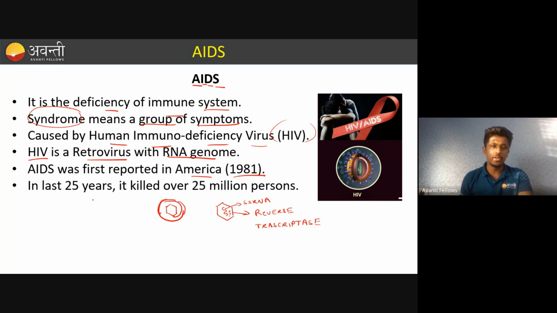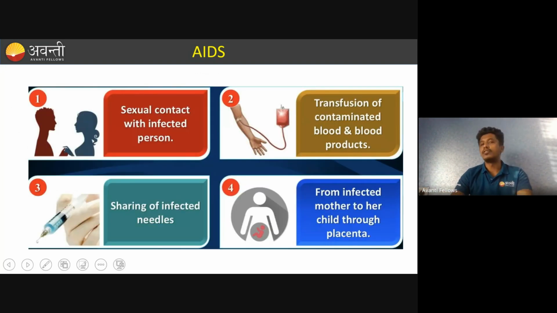In 25 years, it has killed over 25 million people across the globe. So how does AIDS spread? Four ways. One is sexual contact with an infected person, which is very, very common. The next one is transfusion of contaminated blood and blood products.